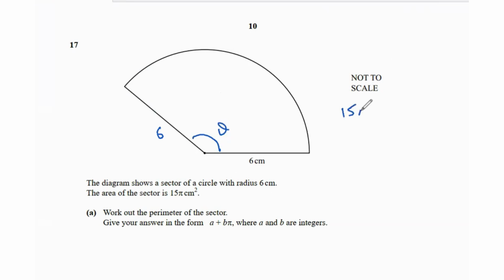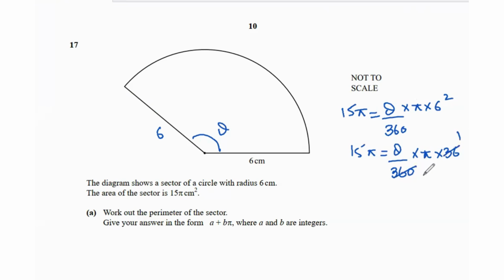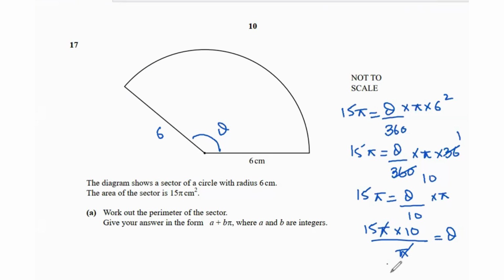So 15 pi equals theta over 360 times pi times r squared, which is 6. So 15 pi equals theta over 360 times pi times 36. Now we know 36 times 10 is going to give us 360. So this is 1, this is 10. 15 pi equals theta over 10 times pi. Cross multiply 15 pi times 10 and then divide by pi to make theta the subject. Pi divided by pi is 1. 15 times 10 is 150. So 150 degrees is our angle.